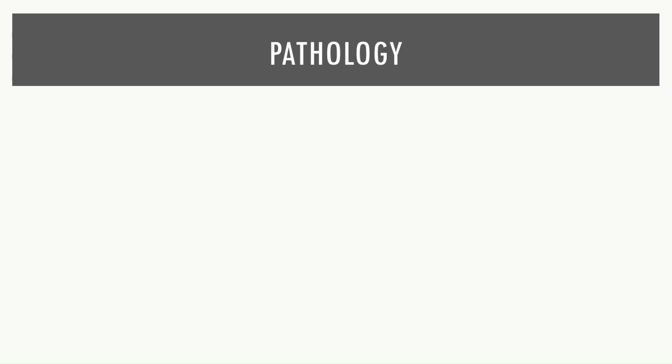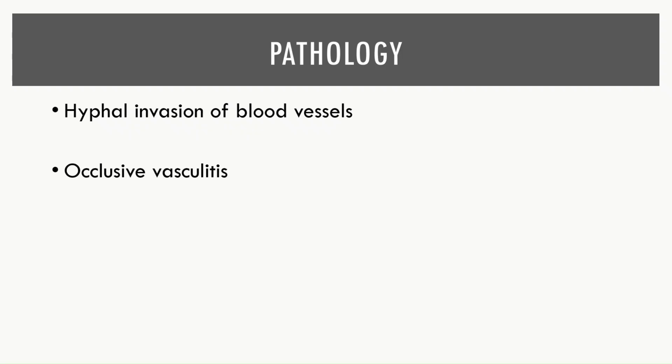Pathology. The hallmark of mucormycosis is invasion of blood vessels by fungal hyphae, resulting in occlusive vasculitis, ischemia, and tissue necrosis. This leads to the classic black eschar seen on the palate, nasal structures, eyelid, and skin.